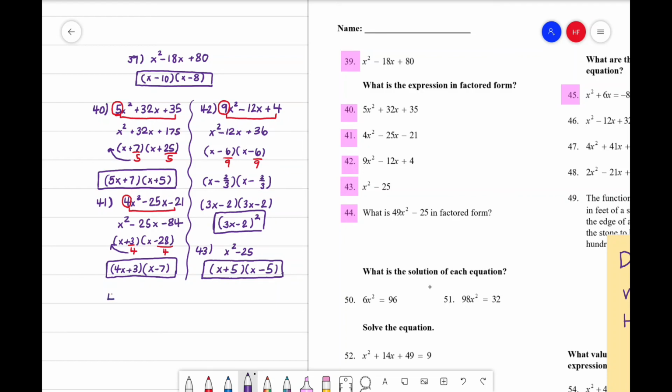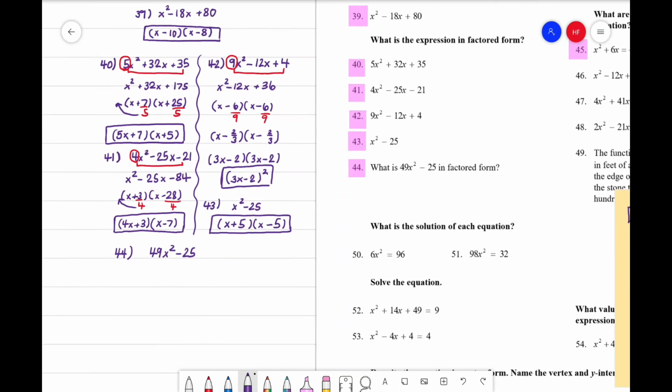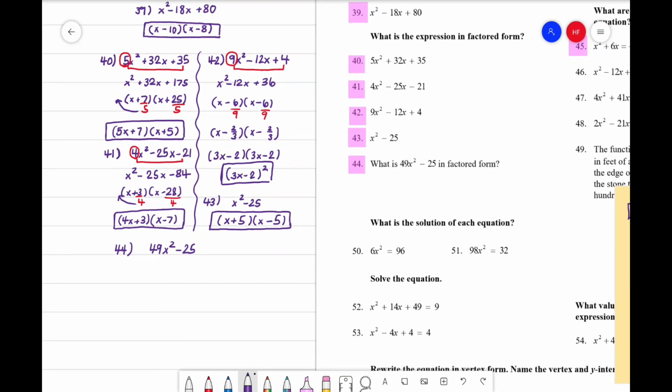44. What is 49x squared minus 25 factored? So again, we have two terms with a square, and we've got to check, are they perfect squares, which 49 and 25 both are. So we'll take the square root of both and put them in the blanks, one with a plus, one with a minus. We already know 25 is 5. Square root of 49x squared will be the square root of 49, which is 7, and x.